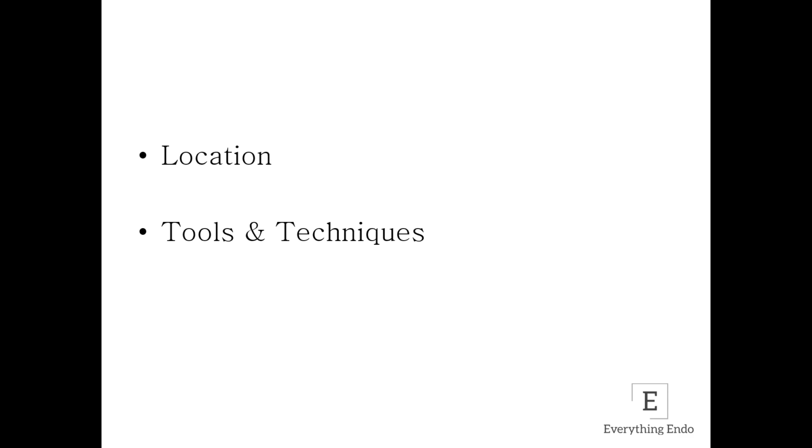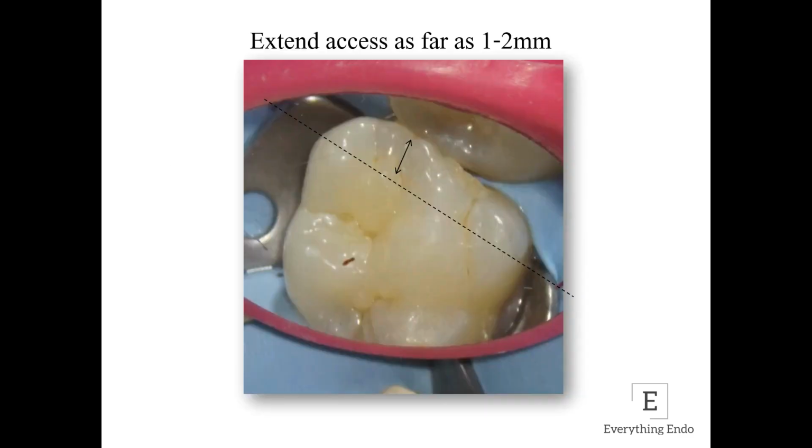Now to locating the MB2 canals and the tools that we might need to instrument them. The first thing to do as far as locating these MB2 canals is to make sure your access is extended far enough mesially. You can go even as far as 1 to 2 millimeters close to the mesial outline of the tooth, because this is exactly where the MB2 canals are going to be present.